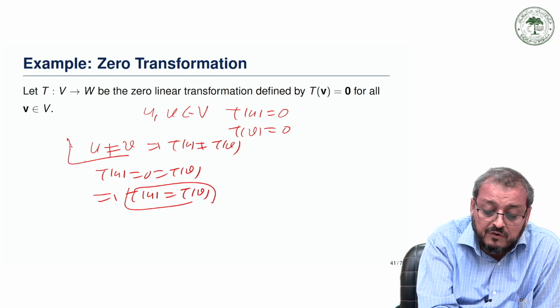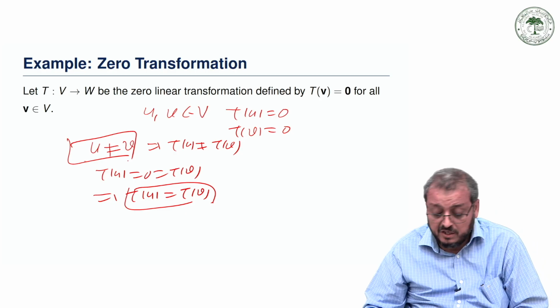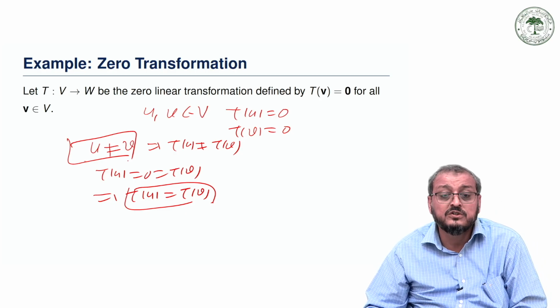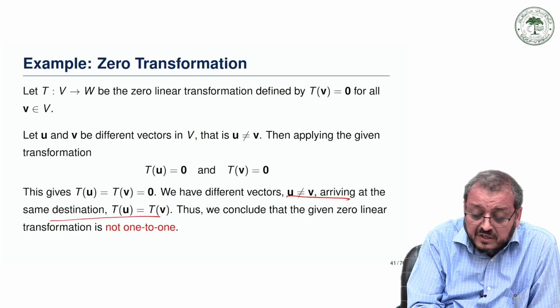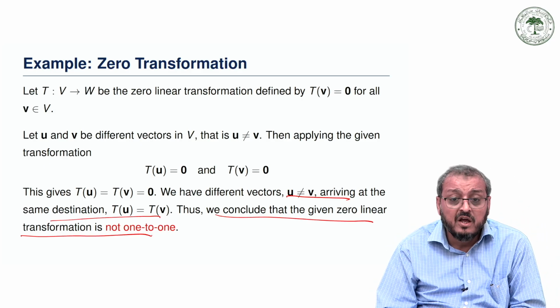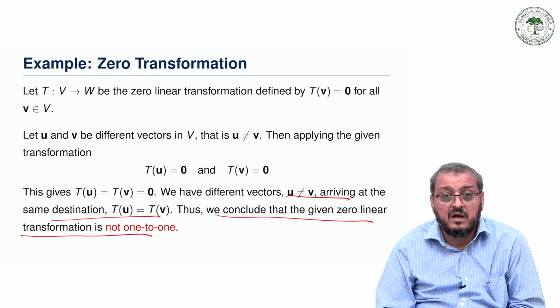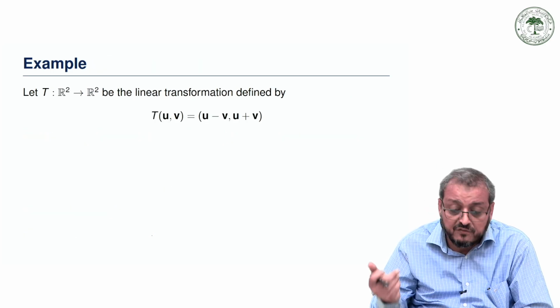So if we take two different vectors u and v, we just show that T(u) is equal to T(v). This means the zero transformation clearly arrives at the same destination. Thus we conclude that the zero linear transformation is not a one-to-one linear transformation. Okay, now let us try a different type of example.